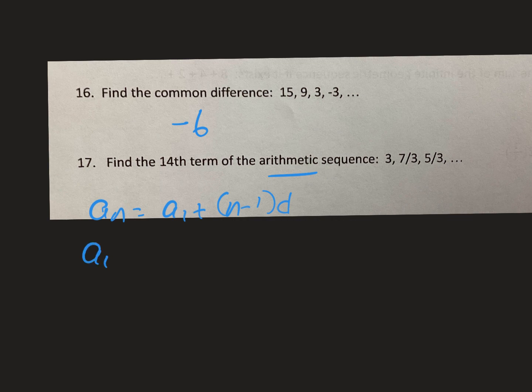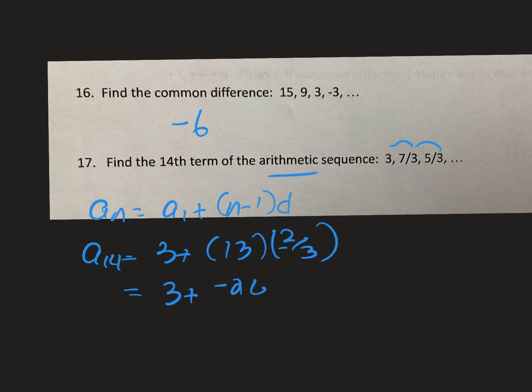So I'm looking for the 14th term. So you do the first term plus n minus 1, which would be 13, because I'm looking for the 14th term. And d, what is d here? How do they get from 3 down to 7/3, down to 5/3? Obviously, they're subtracting 2/3. It's decreasing by 2/3, so d is -2/3. I'm just going to work that out. That's going to be -26/3. Don't forget 3 is really 9/3. 9 minus 26 is -17/3. And there you have it.